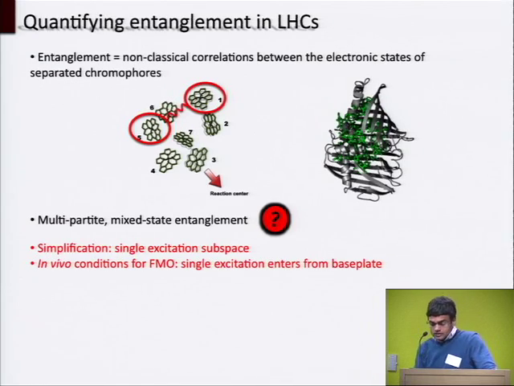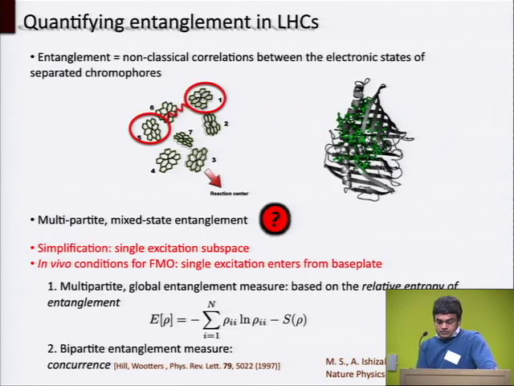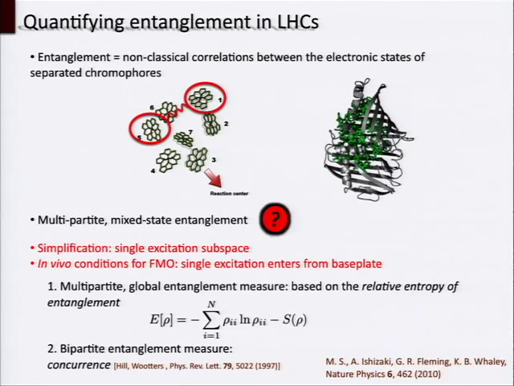So we're going to use this approximation that there's at most a single excitation in the system, and that's very accurate for at least this FMO system, and more generally for other light harvesting complexes as well. And that allows us to form measures of entanglement in this system. I'm going to use 2 measures. One is a global measure of entanglement, so it captures the total amount of entanglement in the system.